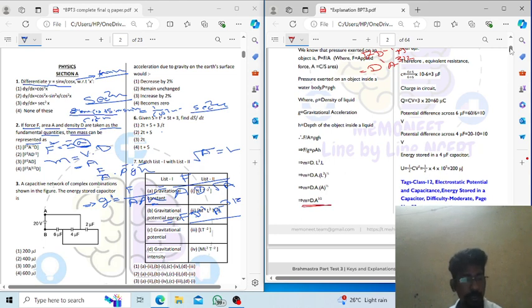So we got the approach, right? We have to have the knowledge of this one. The pressure is equal to rho g h. That is the main formula you have to remember.